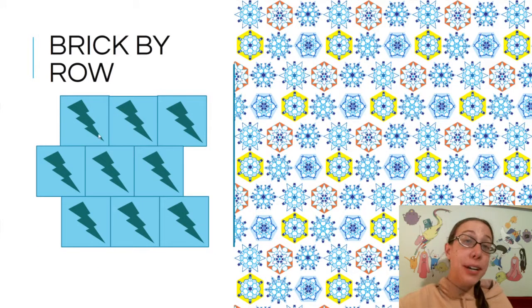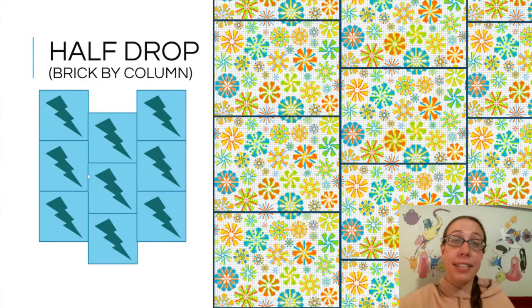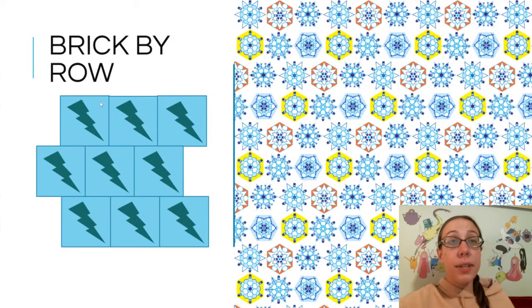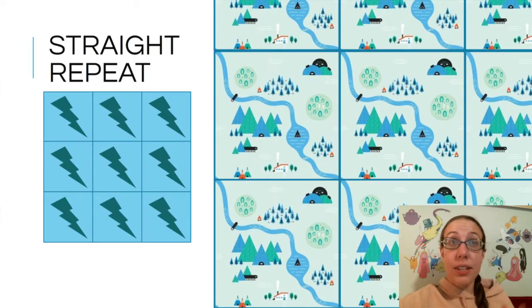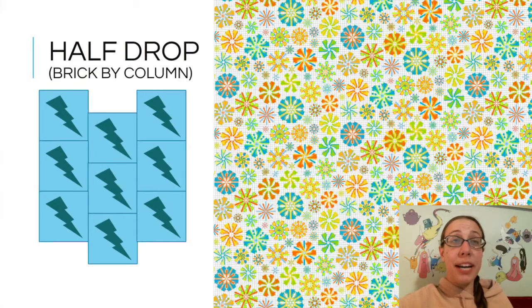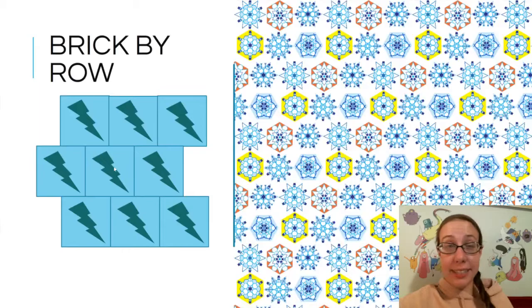And the brick by row is also offset like subway tile, but this time the rows are offset instead of the columns being offset as in the half drop. So sometimes I'll just call this brick, because that's what I was taught. I was taught brick, half drop, straight repeat, but Illustrator calls it grid for straight repeat, brick by column for half drop, and brick by row for brick. So sometimes I might interchange that vocabulary, just so you know.